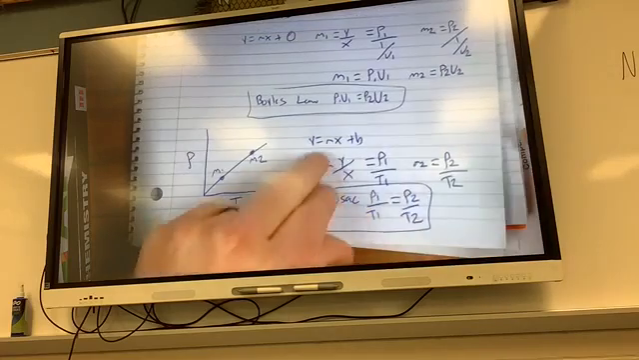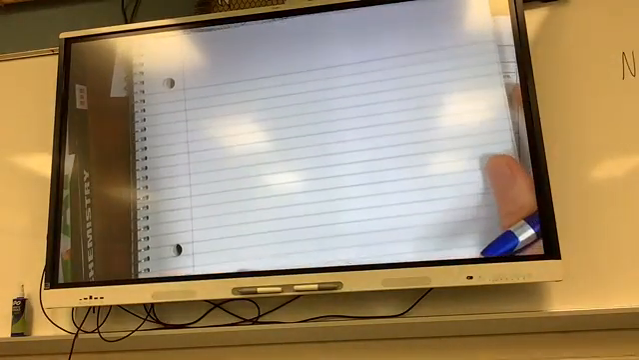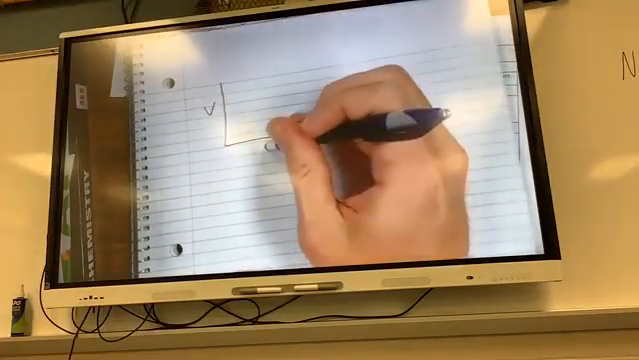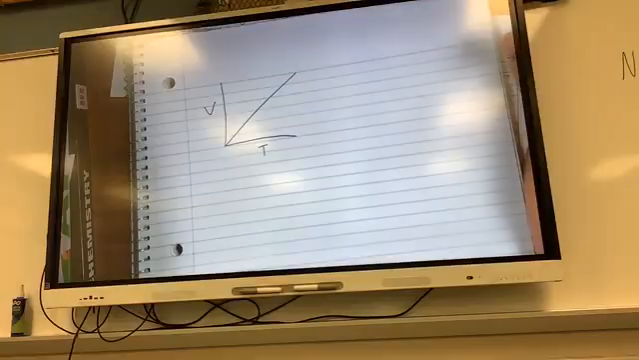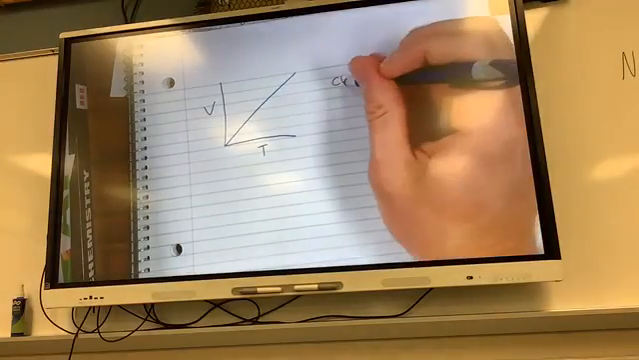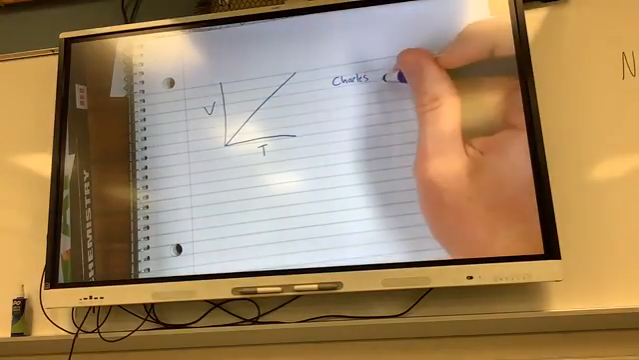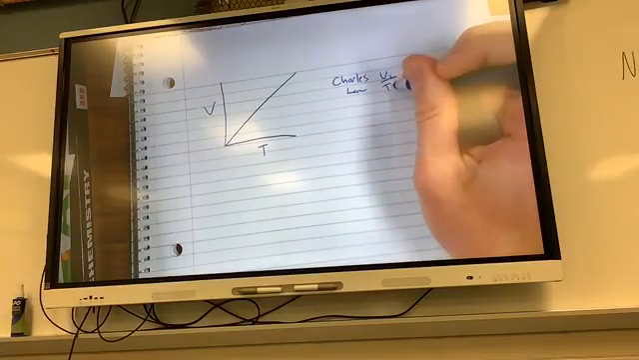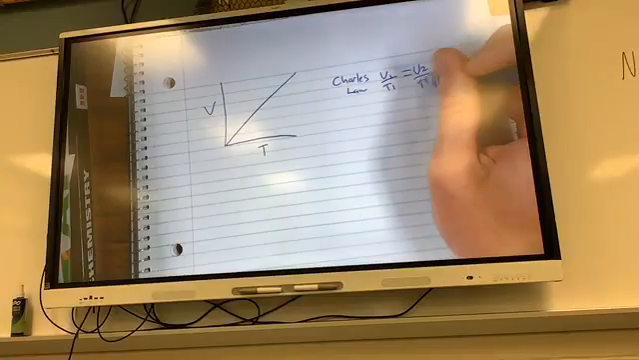Okay. So next law that we did, we kept pressure constant, right? So on that one, the graph was volume and temperature. It went up, right? Whose law is that? Charles' law. So Charles' law is V1 over T1 equals V2 over T2.